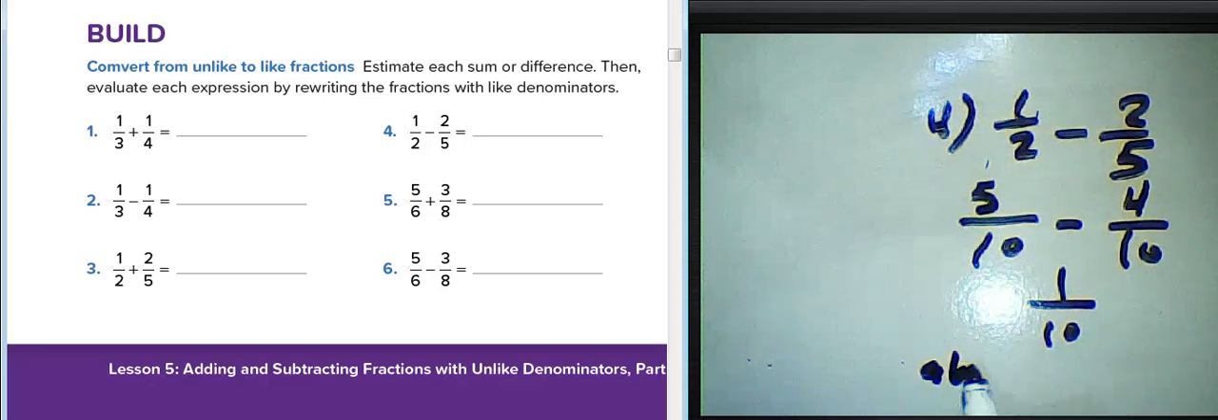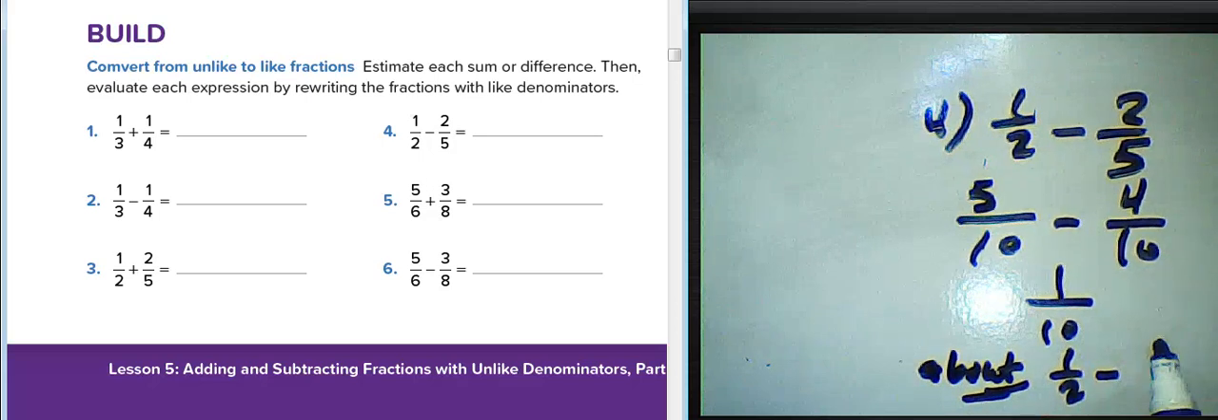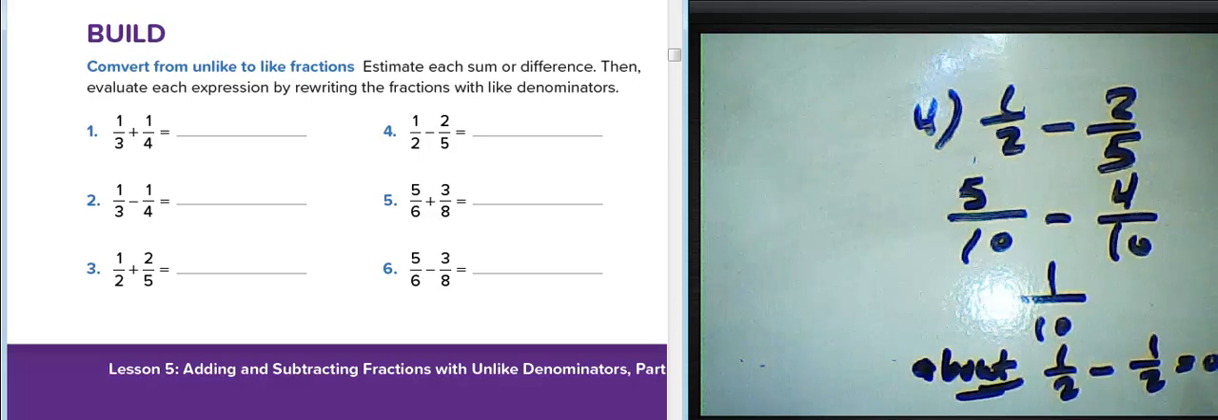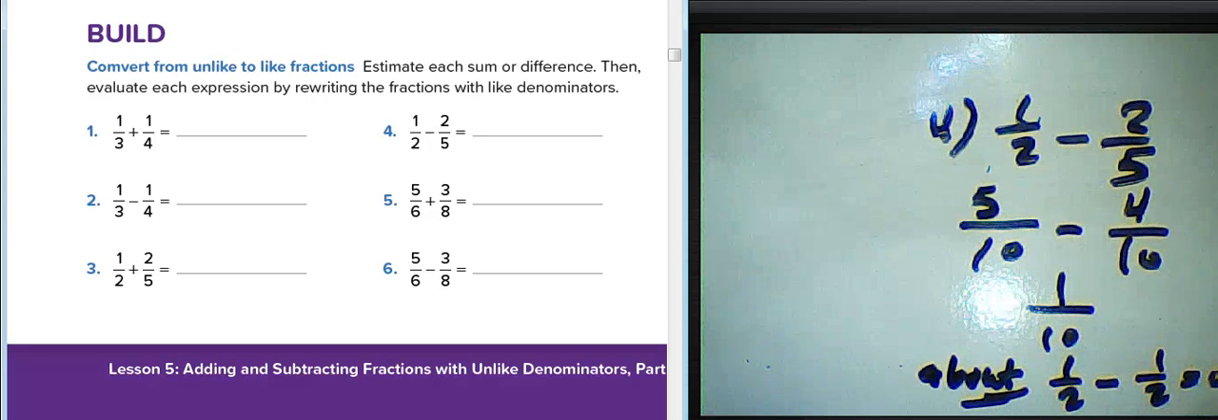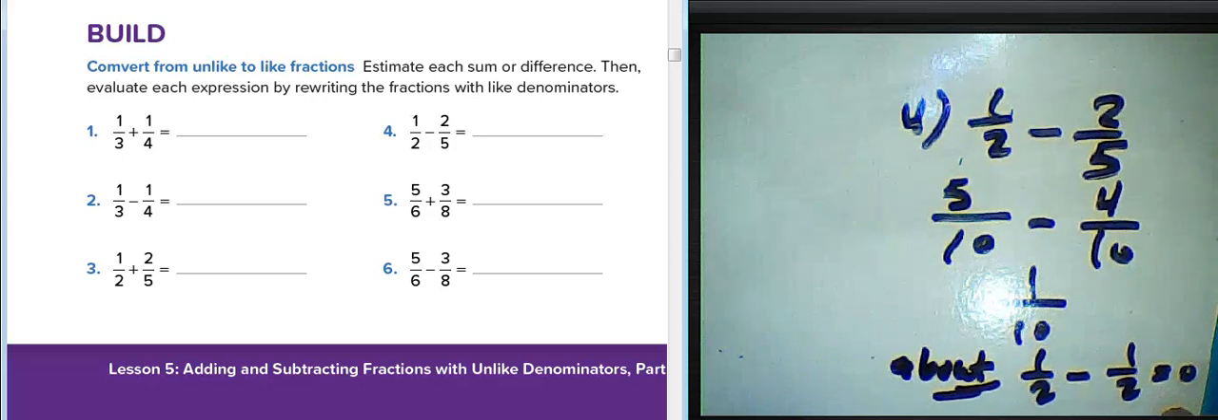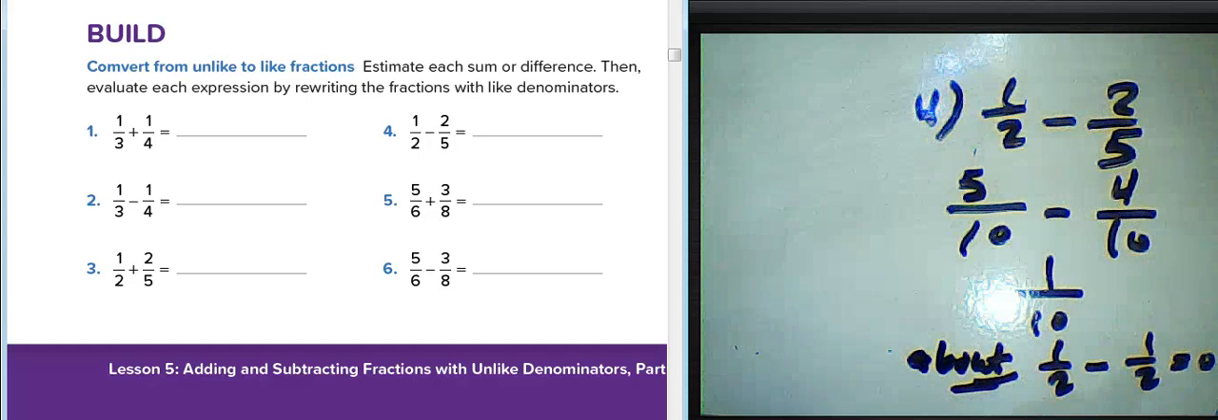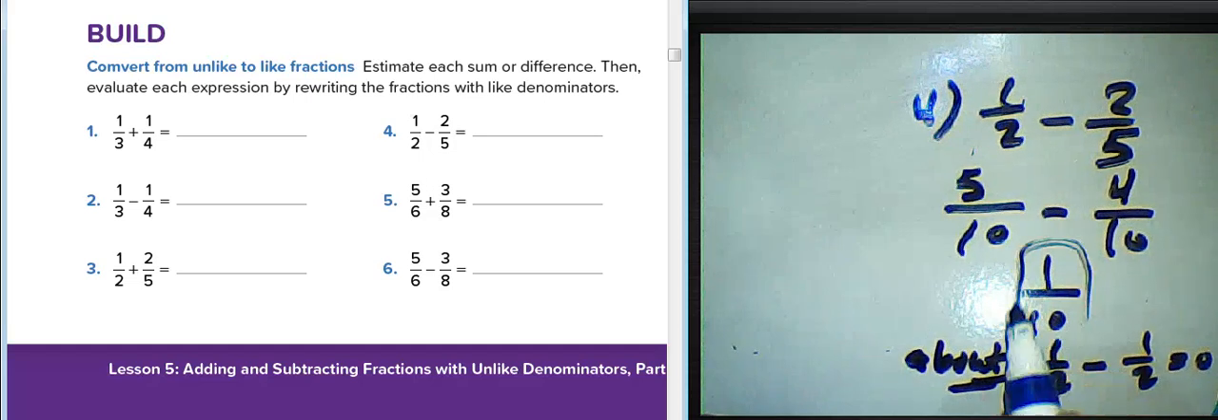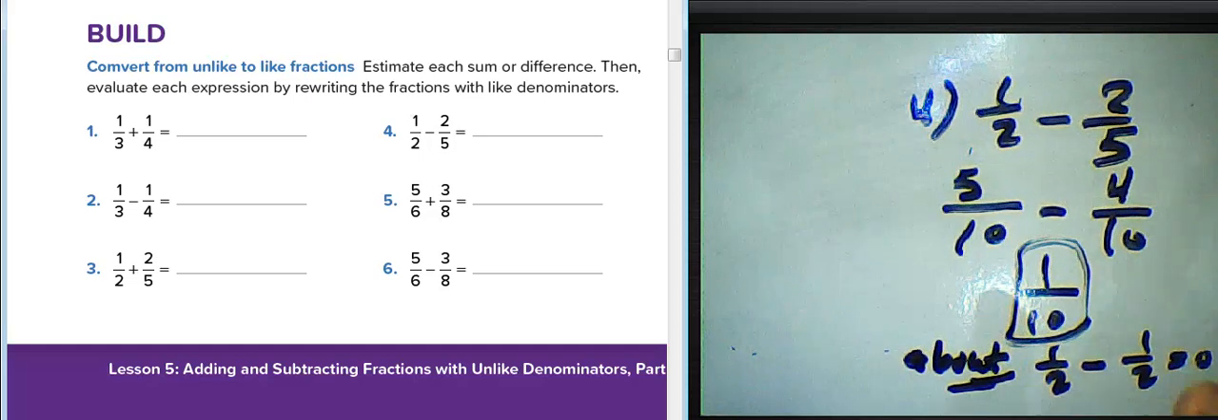And what about the estimation? Write 1 over 2, and 2 over 5 is nearest to half. Half minus half equals 0. So the difference here equals 0, which is nearest to the actual number. So it's a reliable number.